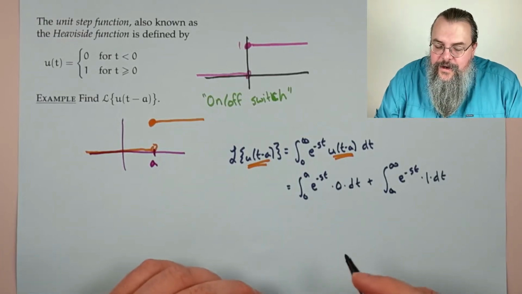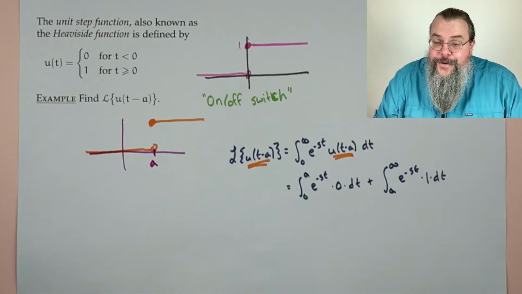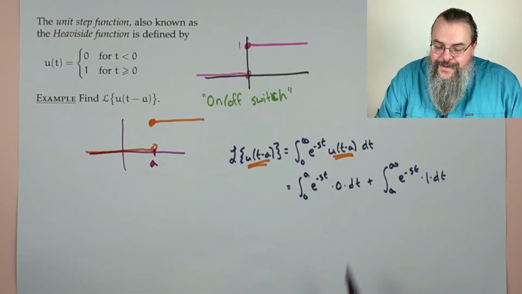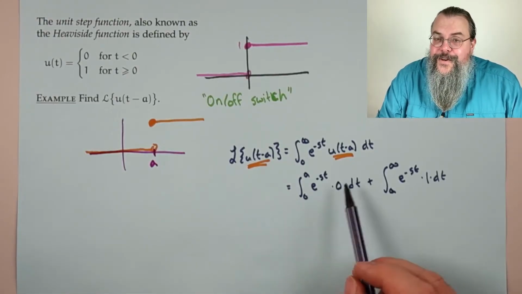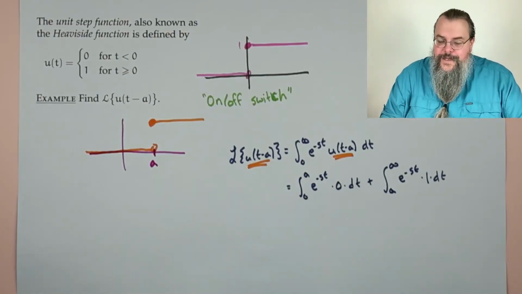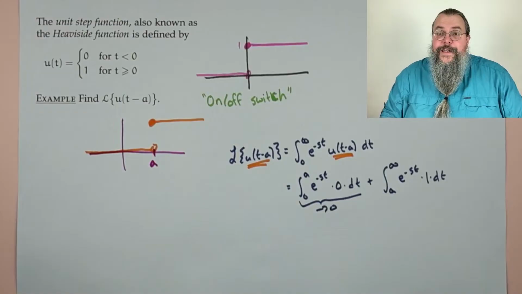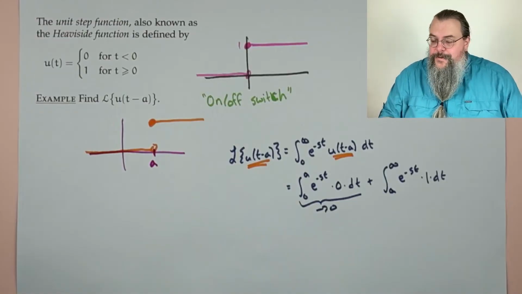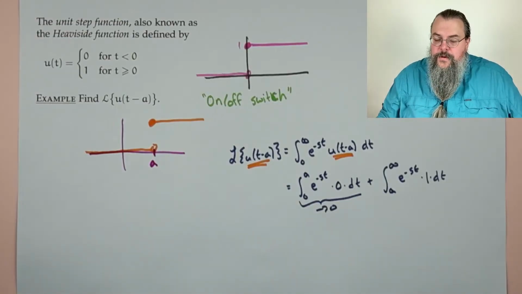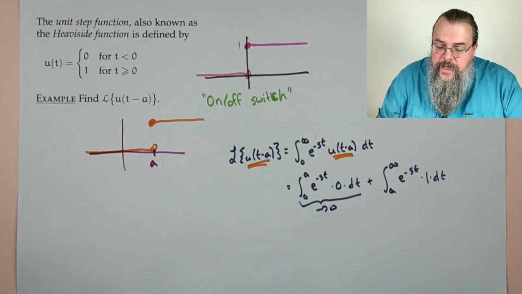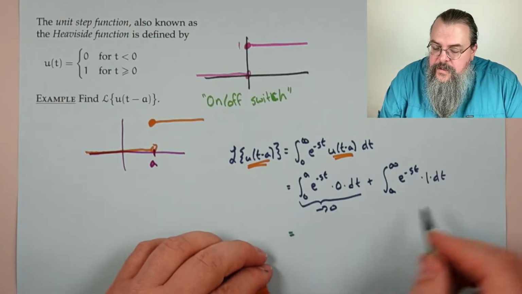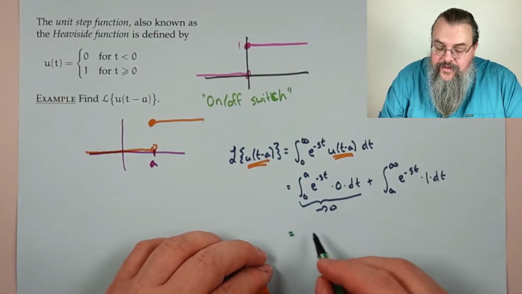And all right, well, one of these two integrals is pretty quick. The first one, right? 0 goes away. Life is good. Life is wonderful. What about the second integral? That's not bad either. What happens? Well, what do we have? The integral of e to the minus st.